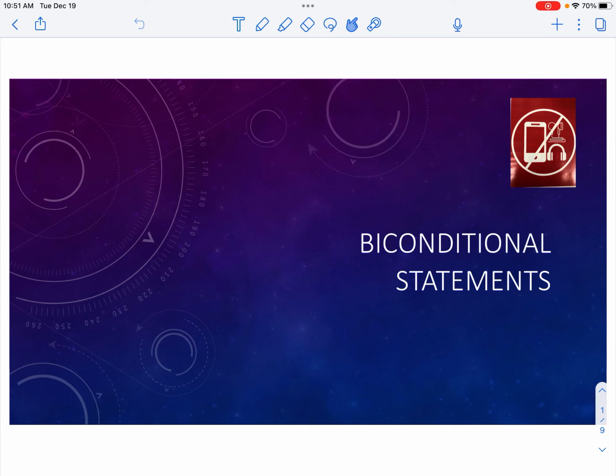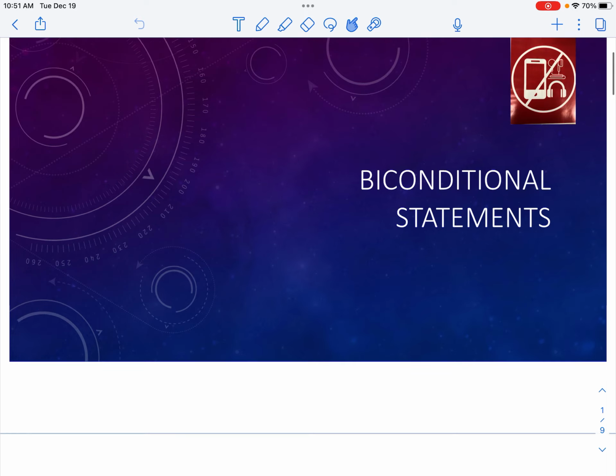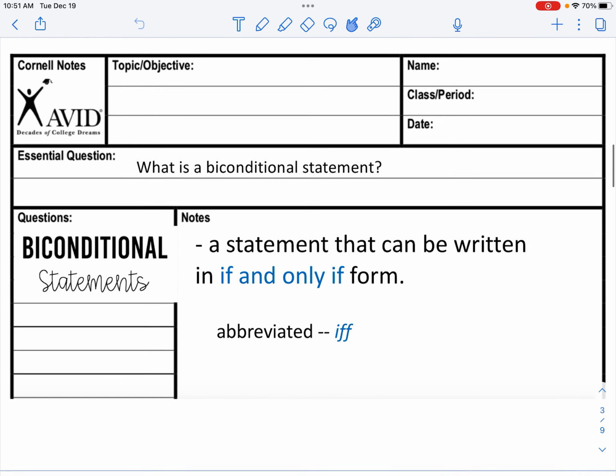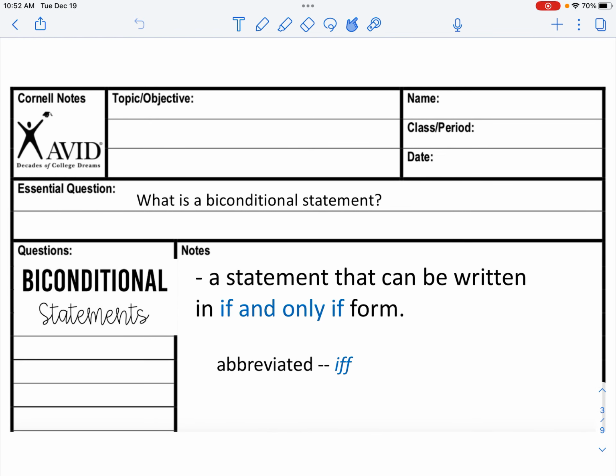All right, so this lesson is on biconditional statements, which are a little bit different than the conditional statement that we talked about last time. So what is a biconditional statement? A biconditional statement is a statement that can be written in the form if and only if. And we will abbreviate if and only if. Sometimes you'll see it abbreviated IFF for if and only if.